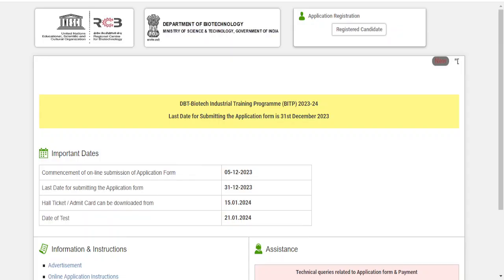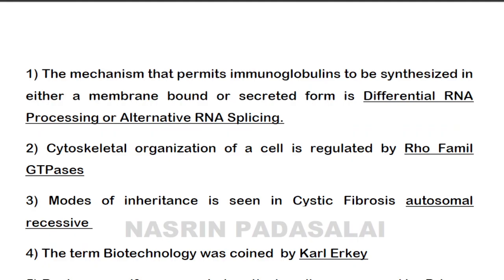Okay. So the first question is the mechanism that permits the immunoglobulin to be synthesized either in membrane-bound form or secreted form is differential RNA processing or RNA splicing. Second question is cytoskeletal organization of a cell is regulated by Rho family GTPases. Whereas your RAB family GTPases are involved in membrane trafficking, RAN family GTPases are involved in nuclear transport, and your RAS is involved in signaling.